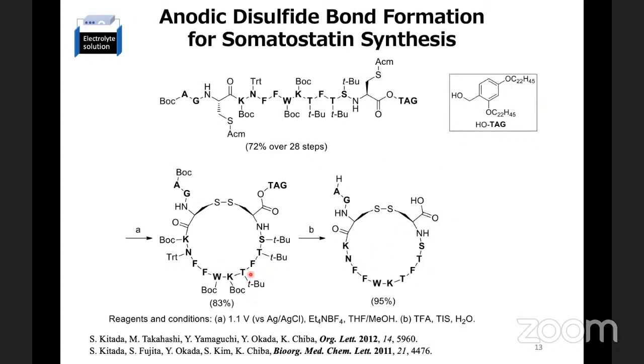This scheme is an example of the application of the electrolytic method just described on the synthesis of somatostatin, a kind of peptide hormone. Intramolecular disulfide bonds are formed in direct electrolytic oxidation using electron carriers to achieve total synthesis.